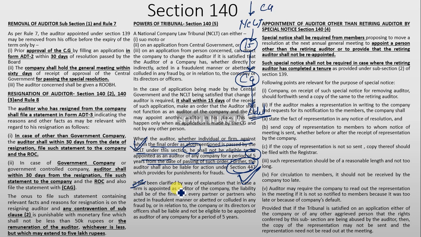It has been clarified by way of explanation that in case a firm has been appointed as auditor of the company, the liability of the firm and of every partner who acted in a fraudulent manner, abetted or concurred in any fraud in relation to the company or its directors, shall be liable and not be eligible to be appointed as the auditor of the company for a period of 5 years.